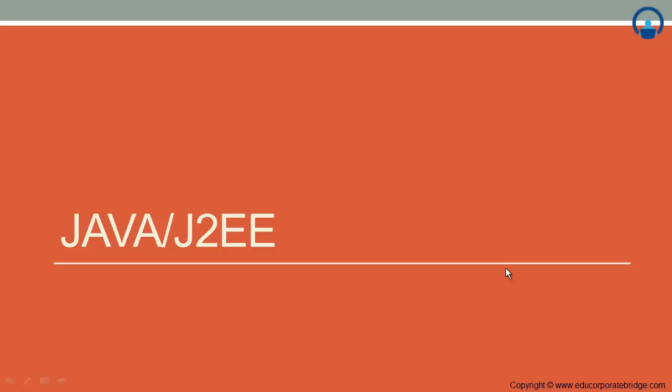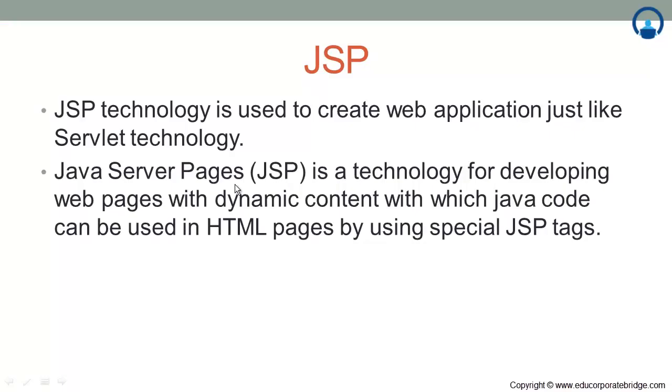Hello folks, welcome to this new tutorial in the Java J2EE series. In the first series we covered all the basics of servlets, and now we'll be visiting JSPs. JSPs are basically Java Server Pages. As it's written here, JSP technology is used to create web applications, just like server technologies.